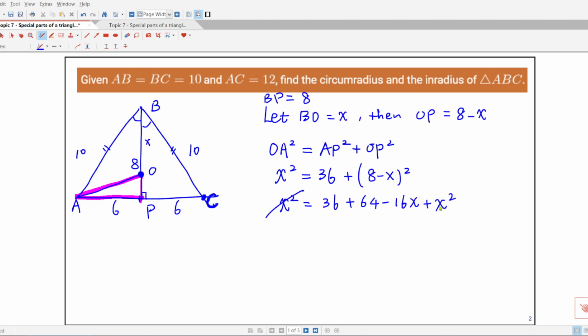Then we can cancel an X square here. Then we have an equation in terms of X. 16X equals 100, right? Therefore, we can solve X equals 100 over 16, which is 25 over 4. So the circumradius is 25 over 4, right?